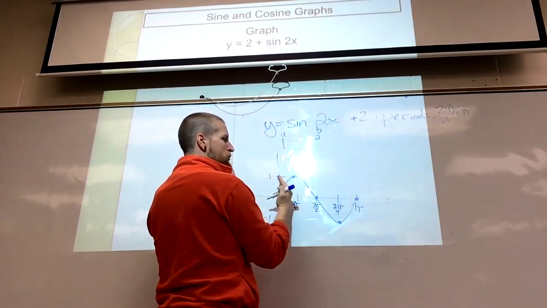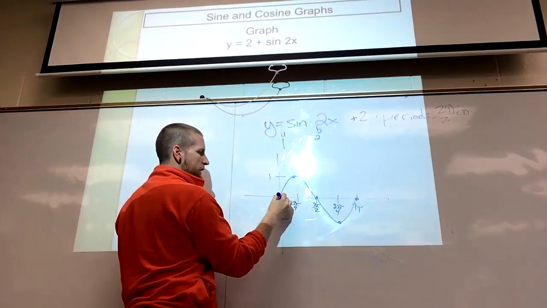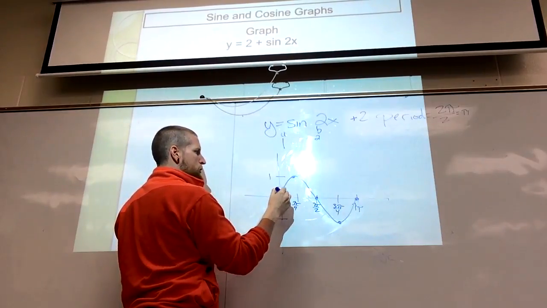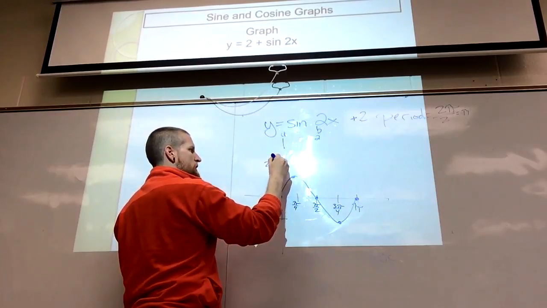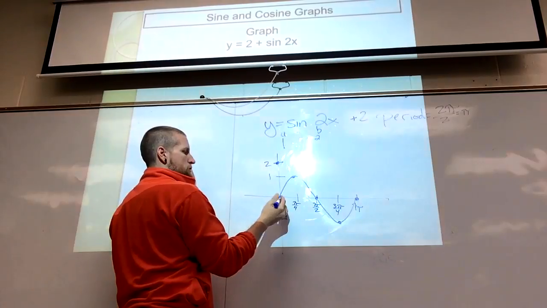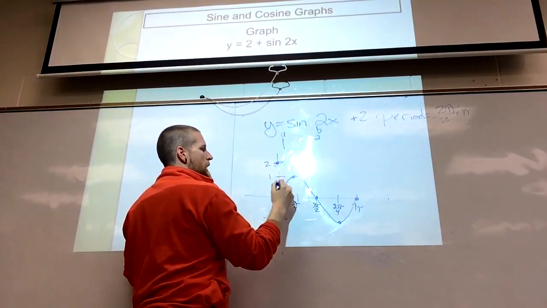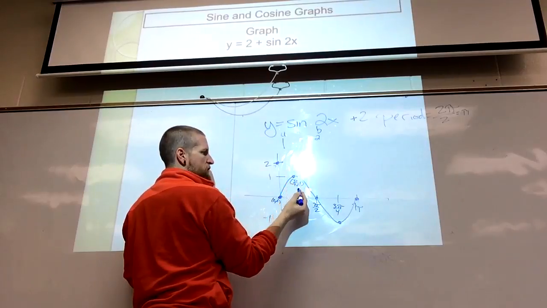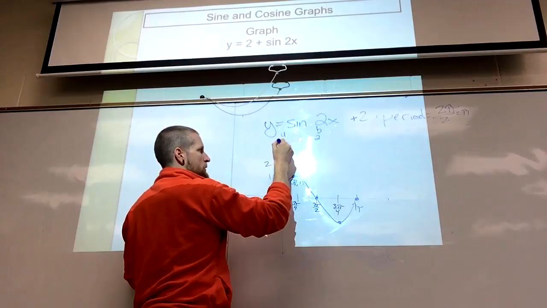So none of the things are moving in the x direction, everything is just going up. Meaning this point right here, instead of being at 0, 0, when I shift it up 2, now becomes 0, 2. So it's starting there. So this point after I shift it goes to here. All right. This point here, which is at pi over 4, 1. Now all I'm doing is shifting that 1 up 2. So the 1 changes to a 3.